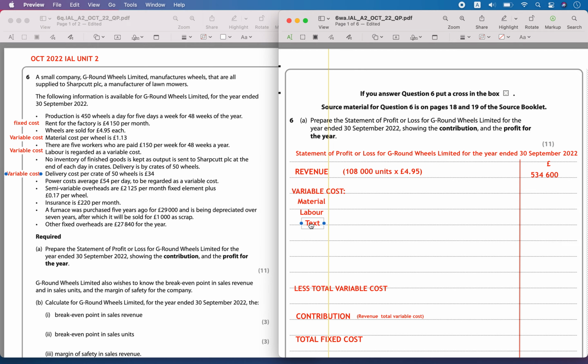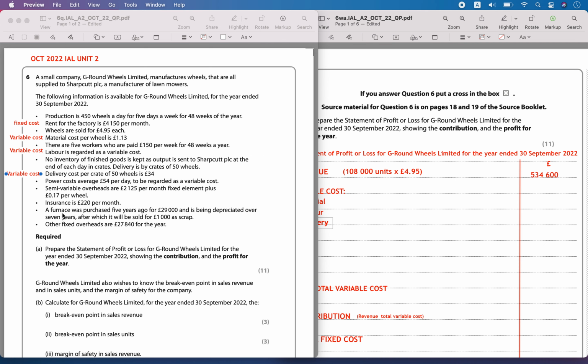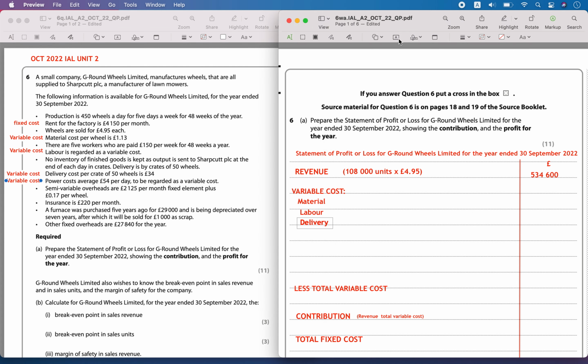Let's write it here. It is a variable cost we have to calculate. Then power cost averages 54 pounds per day and is to be regarded as a variable cost. So even the power cost they are calling a variable cost.